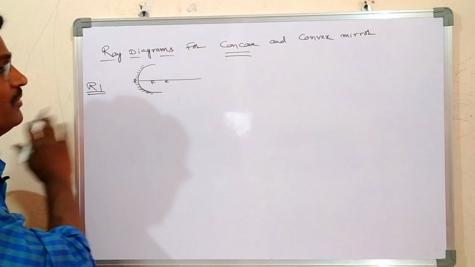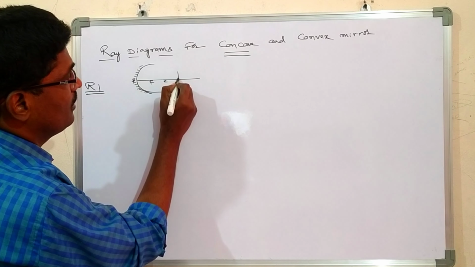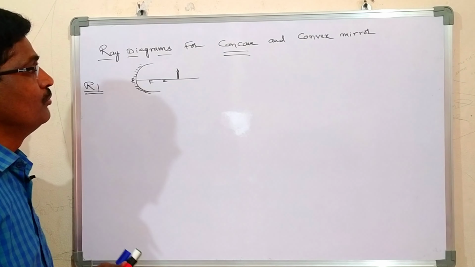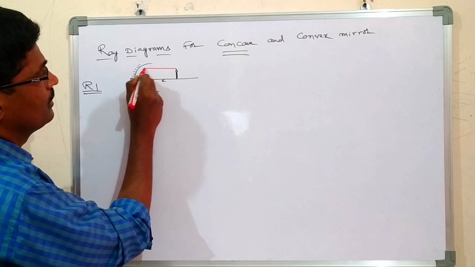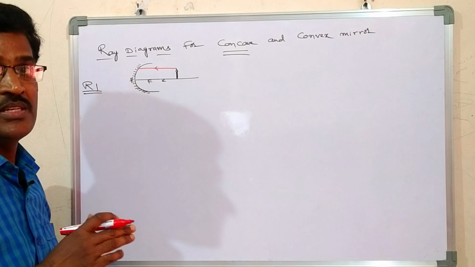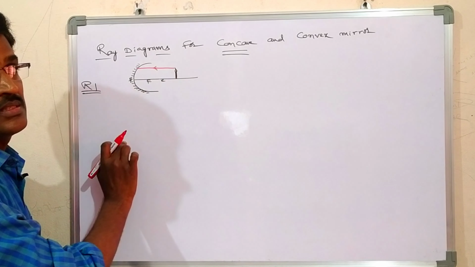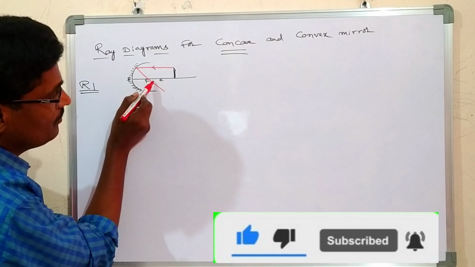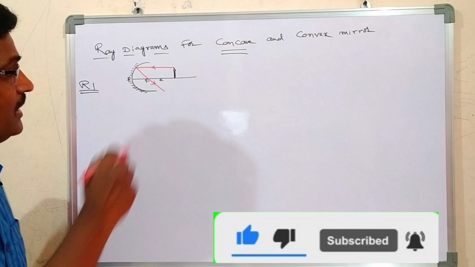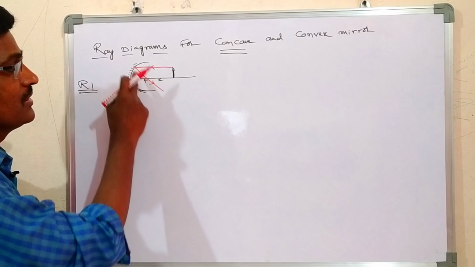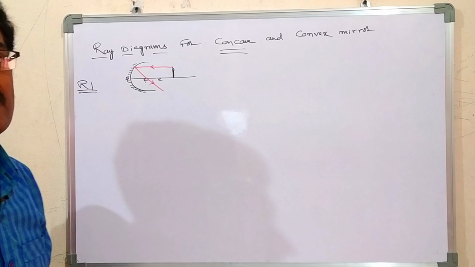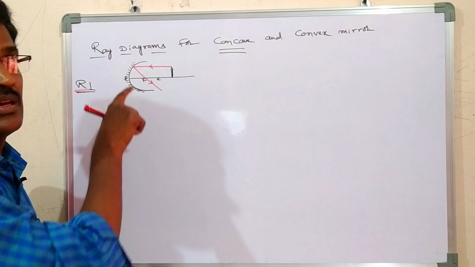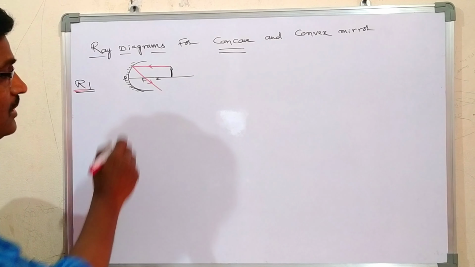Now concave mirror R1. Suppose there is an object like a candle. From the candle the ray is moving. It is the incident ray. How is it incident? Parallel to the principal axis. After meeting the mirror, it moves through F. Incident ray parallel to principal axis, reflected ray passing through focus, that is R1. R1 means incident ray parallel to principal axis, reflected ray passing through focus.